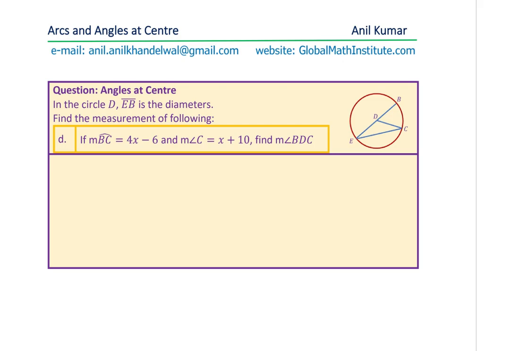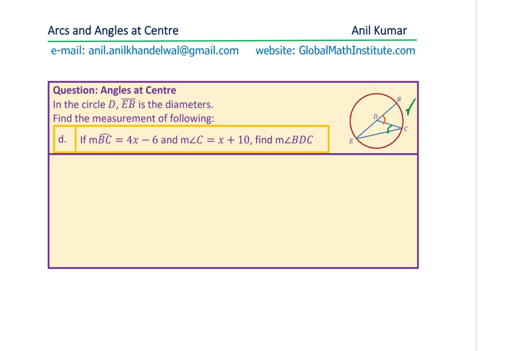In this case, again, we have the same circle with the chords. We are this time given that the measurement of arc BC is 4x minus 6, and the angle C is also given to us as x plus 10. We need to find the angle BDC. Angle BDC is this one, right? So BDC is the same as the arc BC, so we need to find this. Okay, so this is very clear.